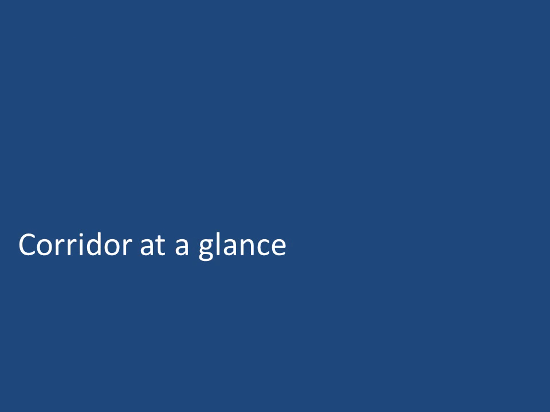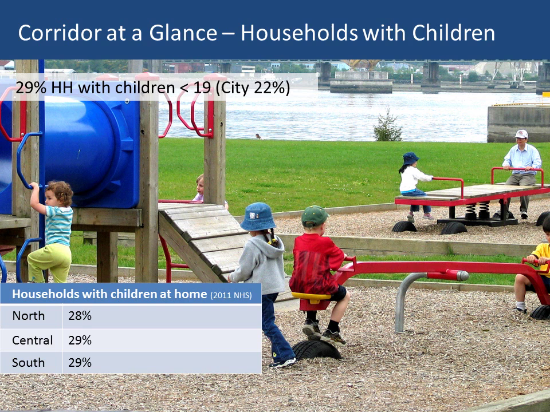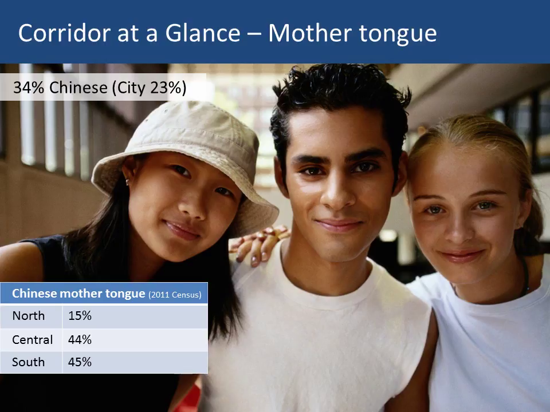Before getting into the workshop discussion on focus areas, we want to provide a bit of background on the corridor and its population. We know the corridor has a high proportion of households with children, at about 29% compared to 22% in the city overall. This is consistent for the central portion of the corridor, the area of discussion at this workshop. About 34% of the corridor population indicates Chinese languages as their mother tongue. This is about 44% in the central portion of the corridor.